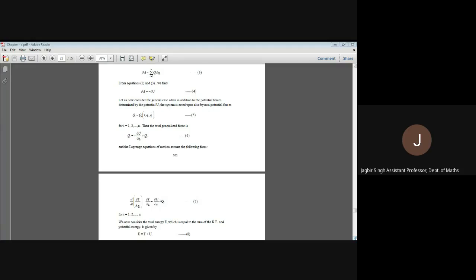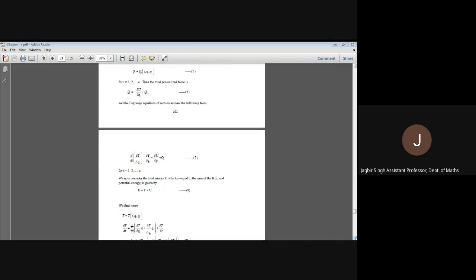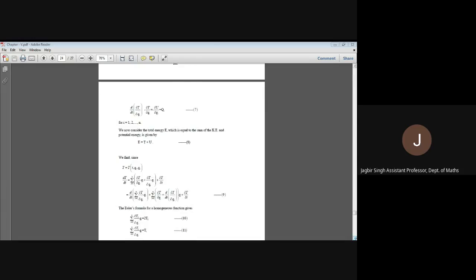Okay, now let's discuss the total energy. What is total energy? It is the sum of kinetic energy plus potential energy. So E will be equal to T plus U. And now all of you know that T is a function of t, qi and qi dot. So dT by dt will be equal to finding the total derivative of T with respect to t using the chain rule. It will be summation i from 1 to n partial T by partial qi into qi dot plus partial T by partial qi dot into qi double dot, and plus partial T by partial t.